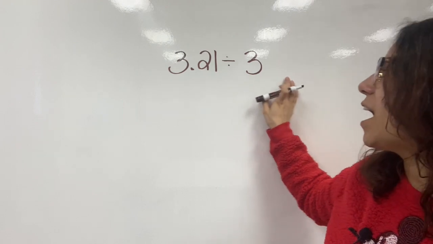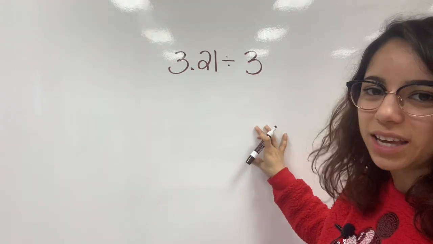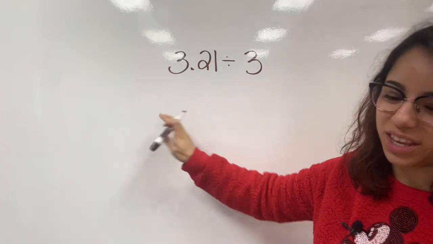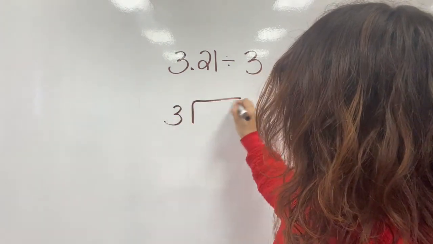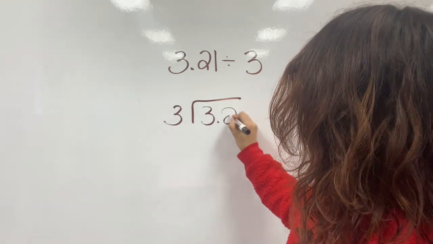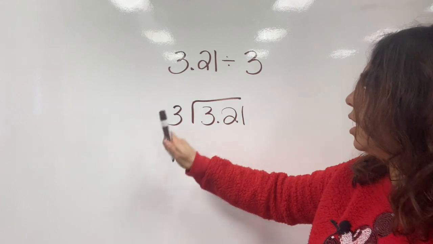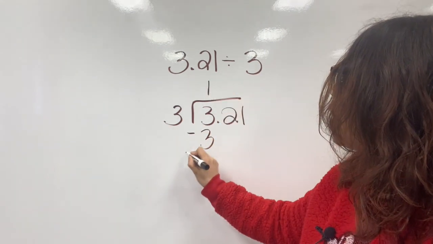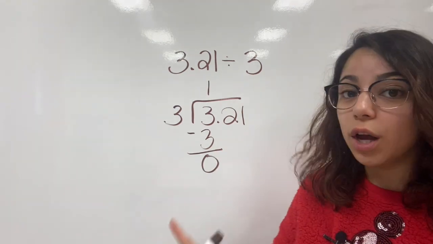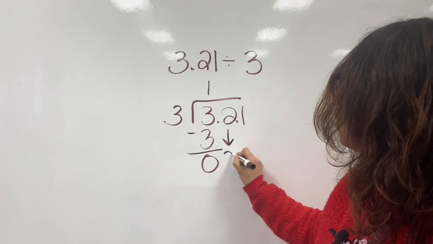Okie dokie, I have my numbers here. Again, remember the first number is the one that goes inside the box and the second one is the one that goes on the outside. So let's go ahead and do that. We're gonna put the 3 over here and the 3.21 right there. So let's go ahead and start. 3 goes into 3 one time. We subtract now. Remember, there's no man left behind, so we've got to carry down the 2.